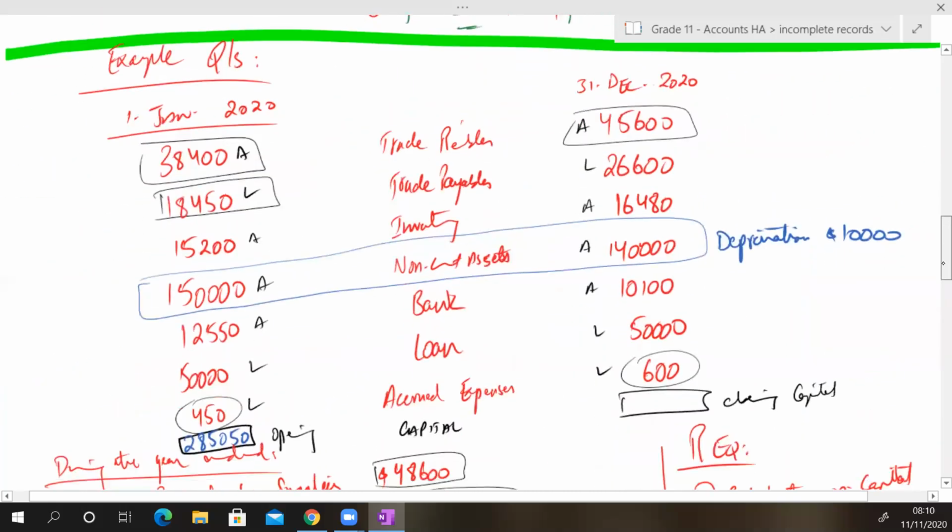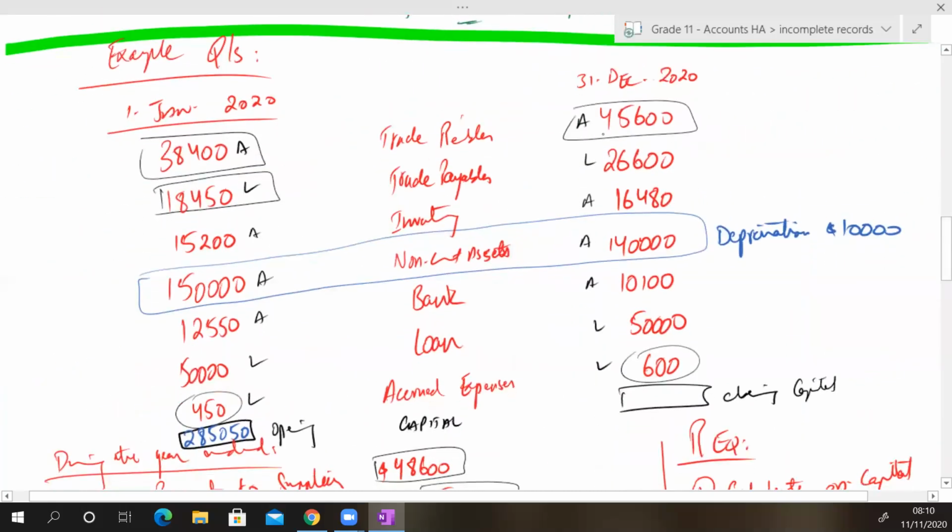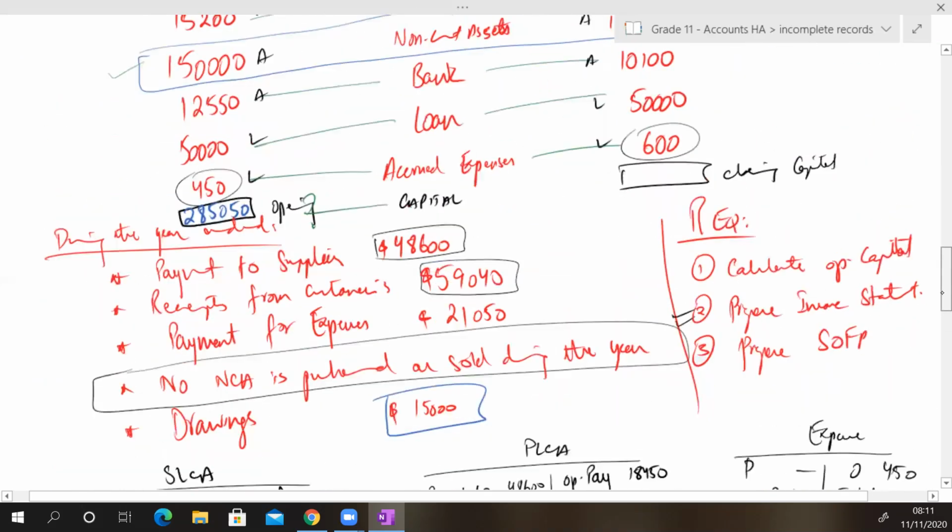Then we did one example question. I gave you opening and closing receivables, opening closing payables, opening closing inventory. Then I gave you non-current assets. And I told you that okay, the non-current assets are changing, but क्यों change हो रहा है? क्योंकि इसमें depreciation था. बैंक की opening closing value, loan की opening closing value, accrued expenses की opening closing value, opening capital you have to find. Closing capital was not needed.